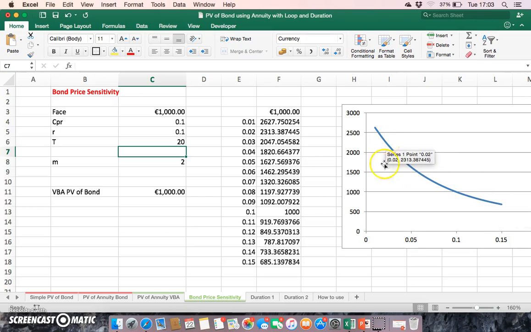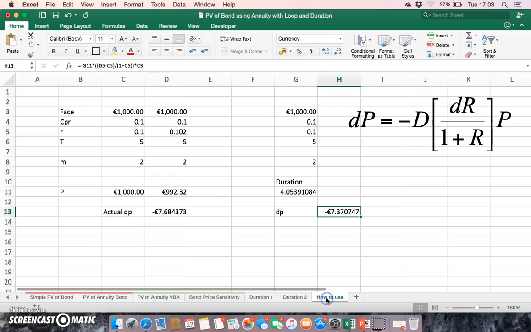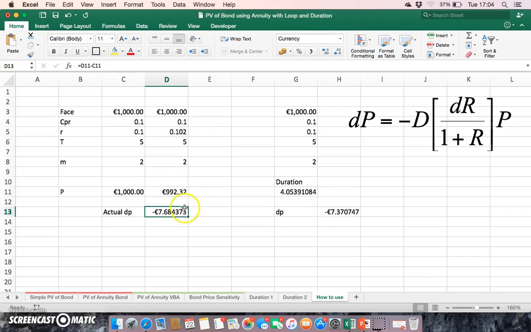The true relationship between interest rates or yield to maturity and the bond price is non-linear, is convex, whereas the duration model assumes that the bond's relationship with interest rates is linear. Okay, and that's why we're getting a breakdown between the actual change and the change forecasted by duration.